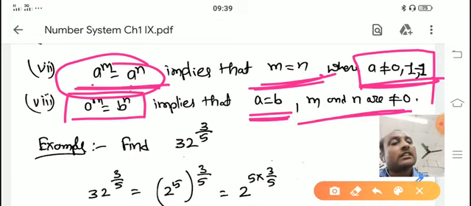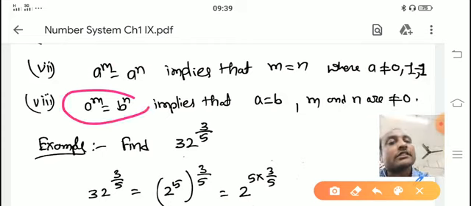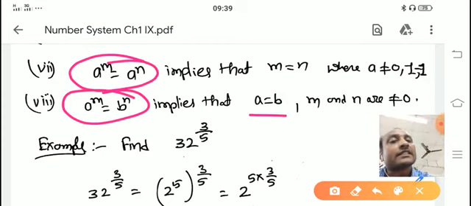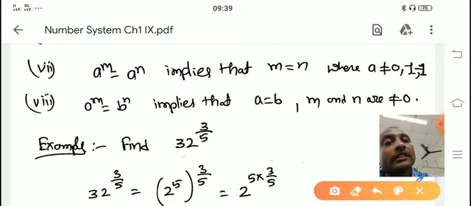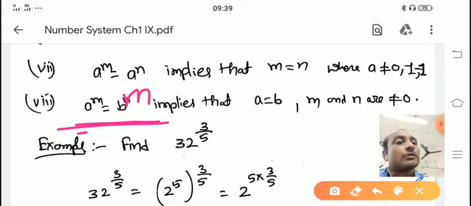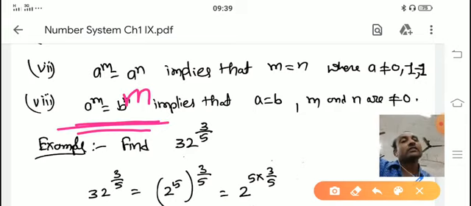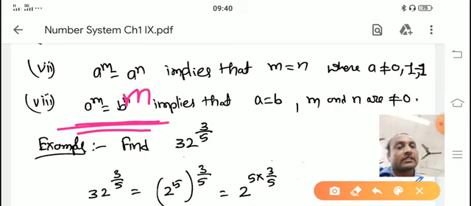So what is the next thing? A power m is equal to a power n, bases are same, exponents equal. Here the thing is exponents are same, it is b power m. Please change in your notebooks everyone. A power m is equal to b power m, then a is equal to b, okay.